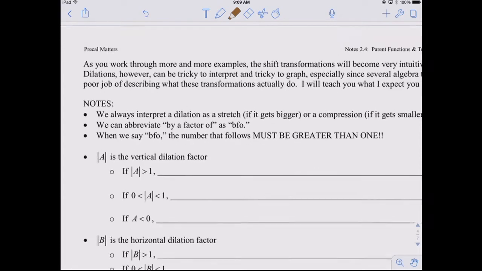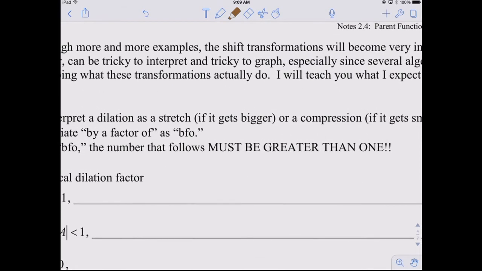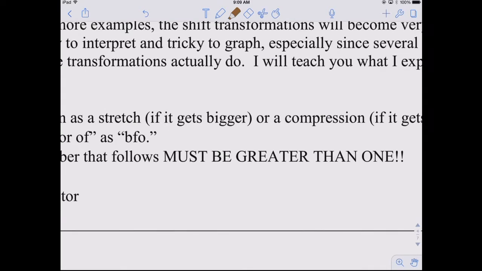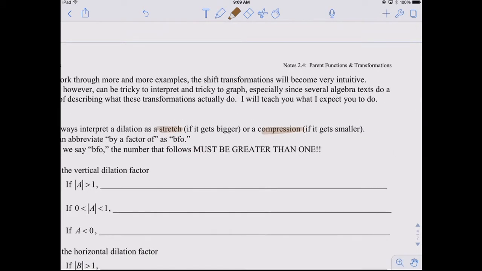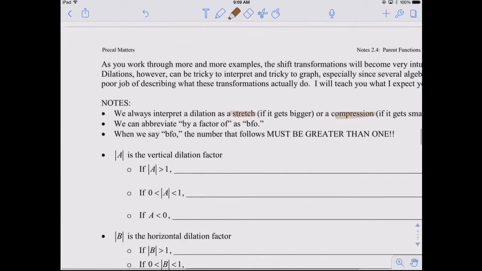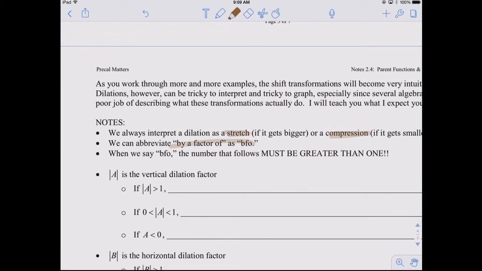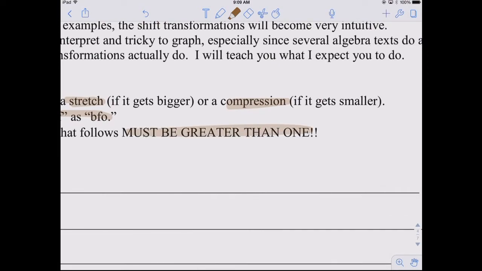This is the standard transformation form. We always interpret a dilation, which is a generic term for stretch or compress. It's like a vector. We have to say whether it stretches or compresses. Does it get bigger? Does it get smaller? By a factor of some number. We can abbreviate by a factor of as BFO. But remember, whenever you say by a factor of, it always must be greater than 1, because you're telling me which direction we're going by a factor of what number greater than 1. If you say a dilation of a half, that's fine. But a dilation of a half would be either a vertical compression by a factor of 2 or a horizontal stretch by a factor of 2.